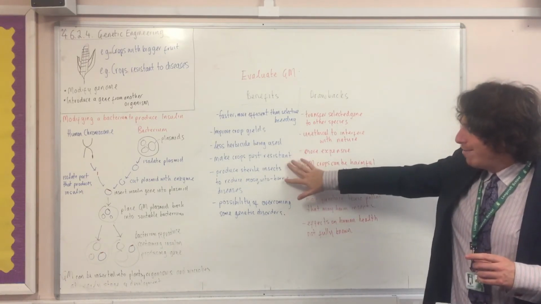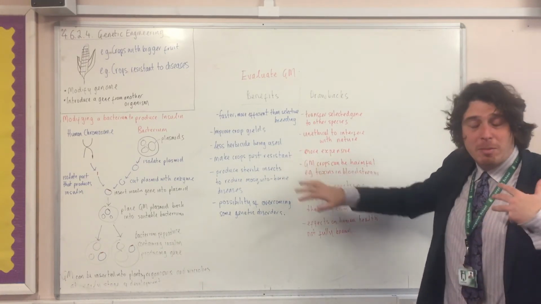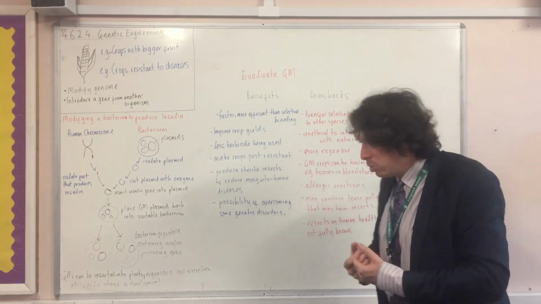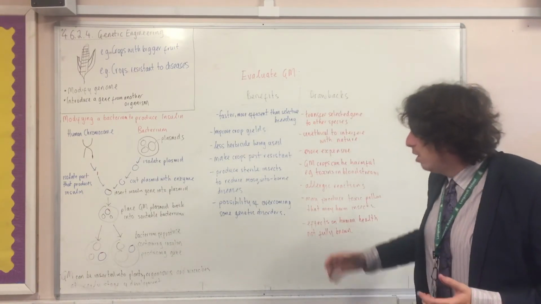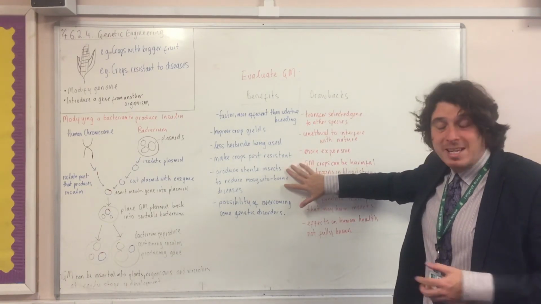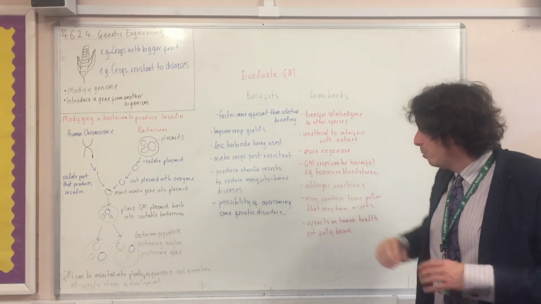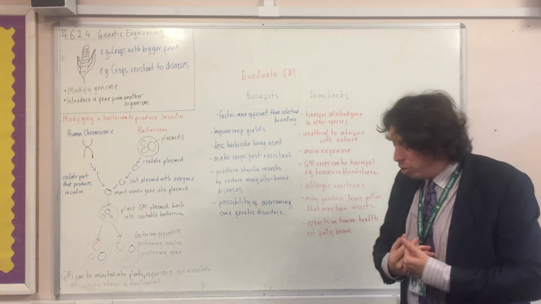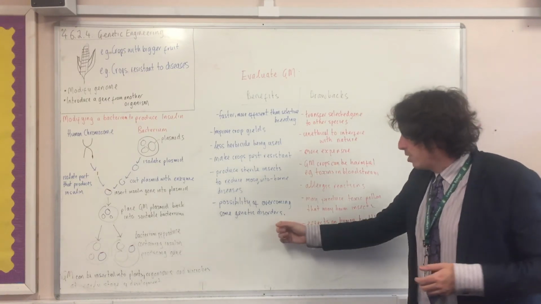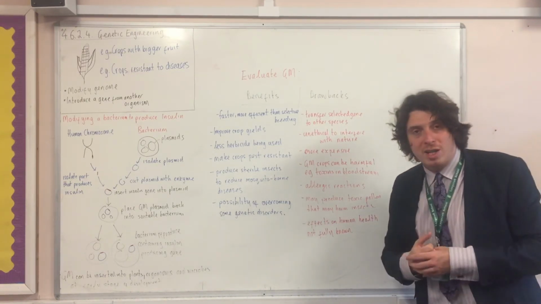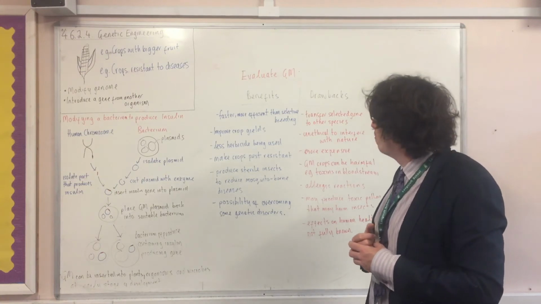Interestingly, it can produce sterile insects, so you can genetically modify a mosquito so that the offspring will be sterile. So if you've got malaria or Zika or other mosquito-borne diseases, the next generation will all die out. And the other thing that's being explored in the medical profession is that there's a possibility of overcoming some human genetic disorders using genetic modification.